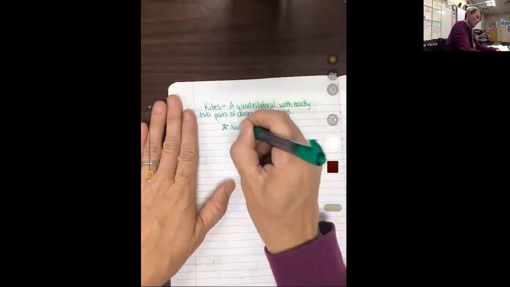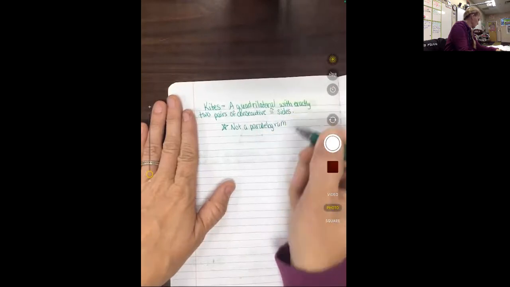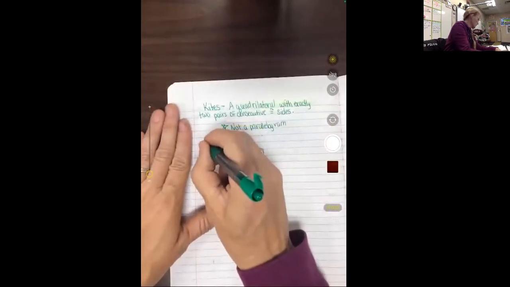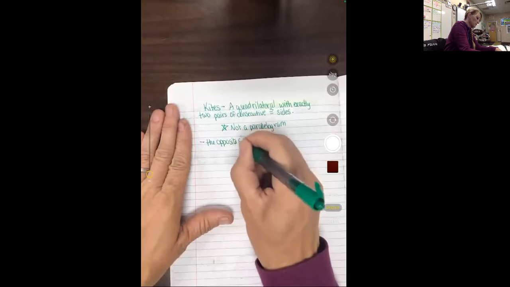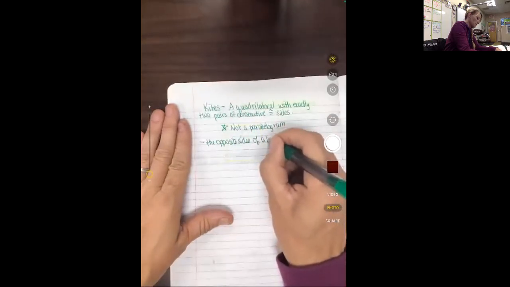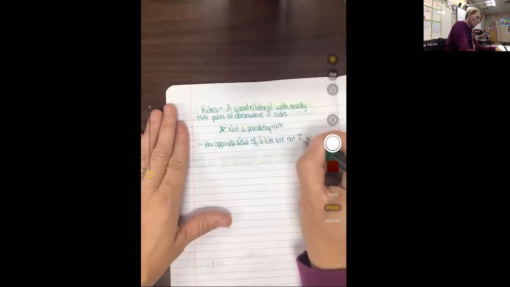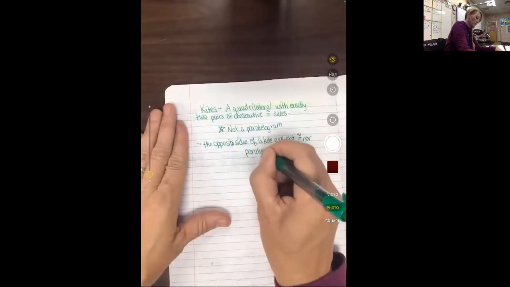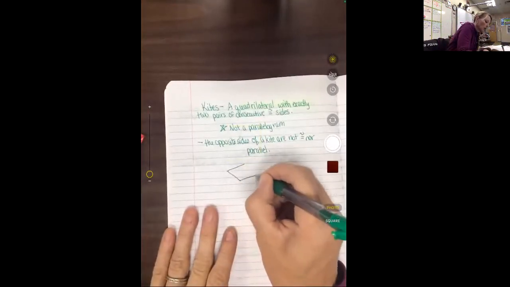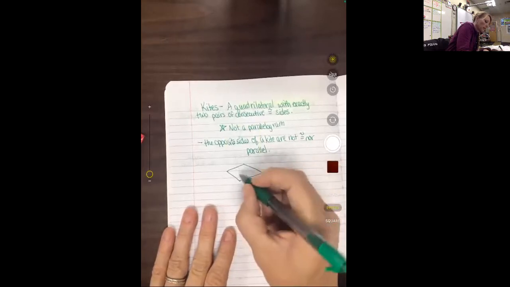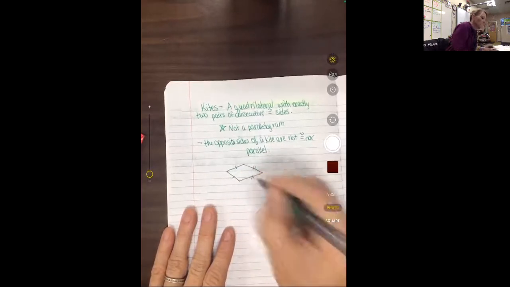This is not a parallelogram. Also, the opposite sides of a kite are not congruent nor parallel. If they are congruent or parallel, they would be a rhombus, not a kite. So just like the kite that you go out and fly, by definition, it's a quadrilateral with exactly two pairs of consecutive congruent sides.